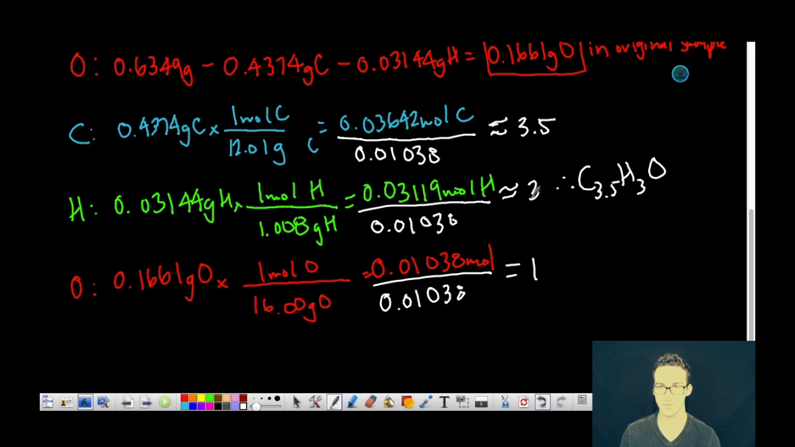C3.5H3O. Woo! Right? Close. Remember, it's smallest whole number ratio, so just think to yourself, what can I multiply each of these numbers by to get me whole numbers? Looking at your decimal, or for the fraction, if we multiply each of those by 2, C7H6O2, there's our empirical formula. Wham, bam, thank you, ma'am. Done.